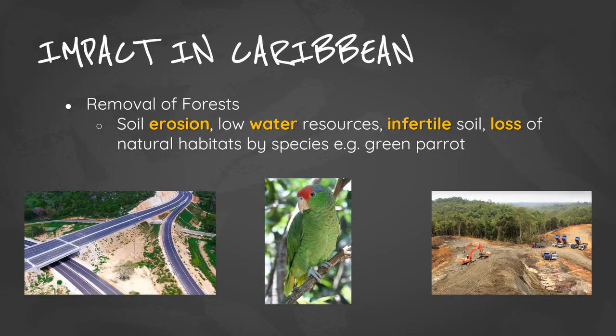So in finishing up this first module in our CSEC biology syllabus, we need to look at the impact in the Caribbean of human activities. So removal of forests for industrial reasons such as building highways, residential areas, can all lead to soil erosion, which is the removal of the top layer of the soil, low water resources, infertile soil due to increased removal of mineral salts by agriculture, crops, and leaching, loss of the natural habitat of many species, for example, the green parrot.